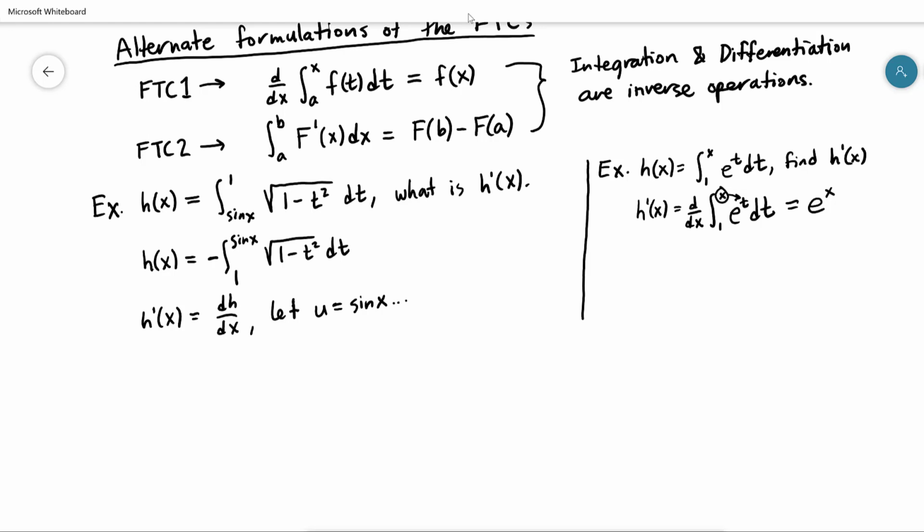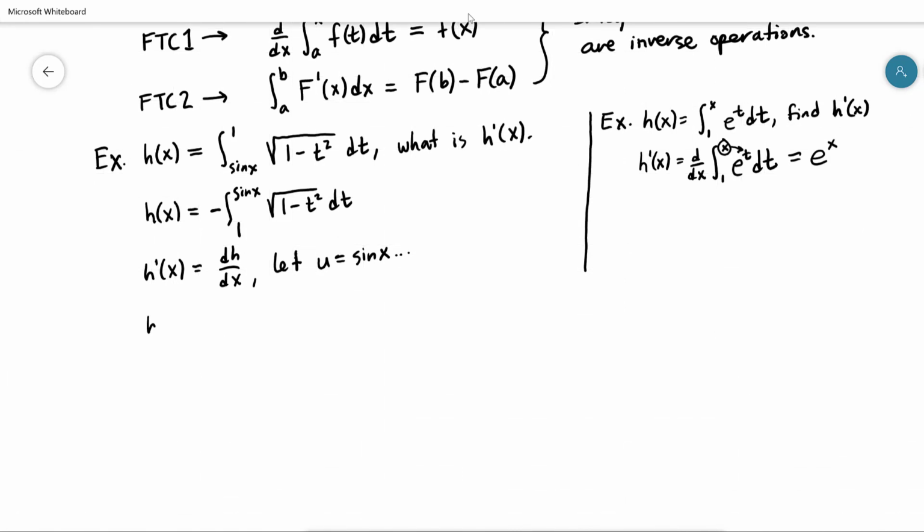And so now what we've got is that in this case, our h of x is equal to negative the integral from 1 to u of the square root of 1 minus t squared dt, where again, u equals sine of x. But the problem is, it's not immediately clear that this function depends on x just looking at this part. It looks like it depends on u.